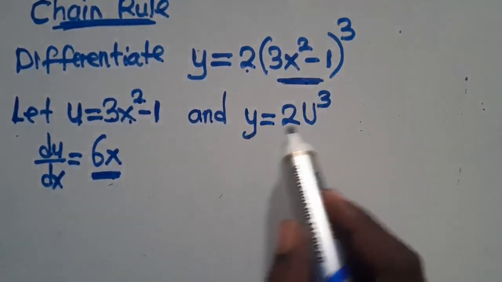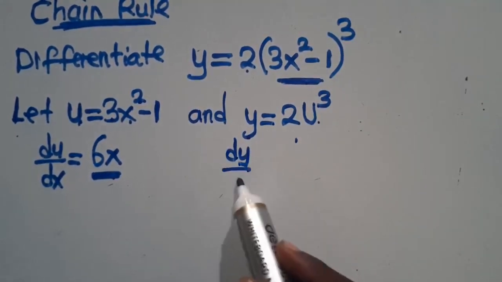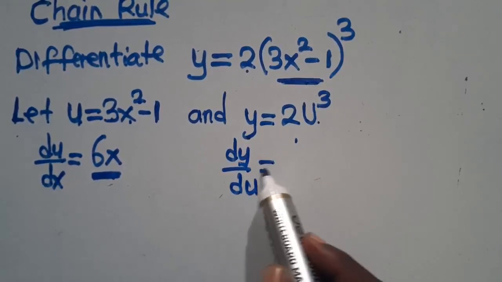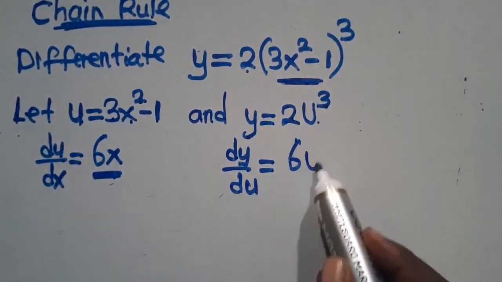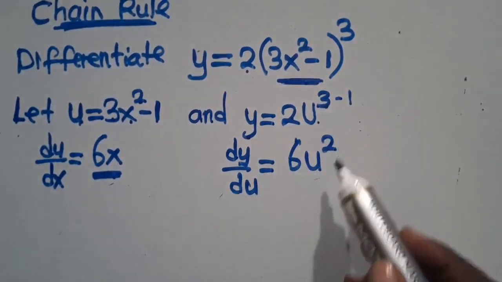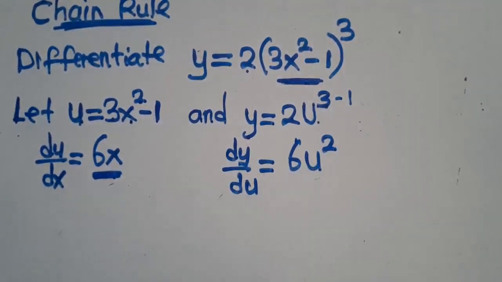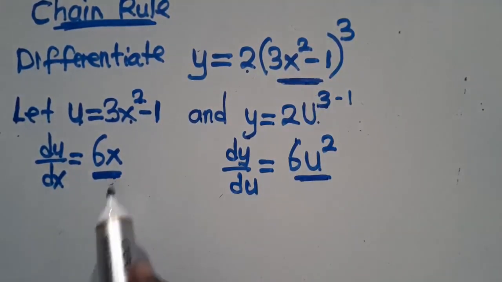This is dy/du. dy/du is equal to what? 3 times 2, that is 6, u to the power 3 minus 1, it is 2. You've got a 2 there. So this is your answer. This is the answer here, and this is your answer there.